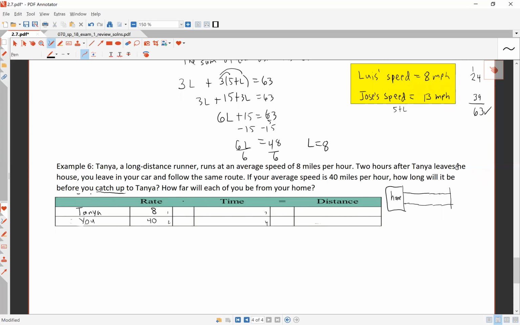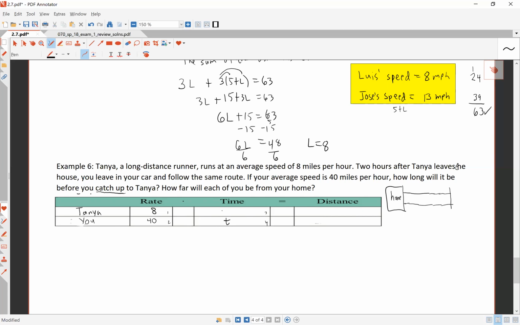Now, the times are a little bit harder this time because we want to know how long it will take us to catch up to Tanya. So we want to know how long we travel for, or you. We want to know how long you travel for. And so we're going to spend less time driving than Tanya does because Tanya leaves 2 hours before us.